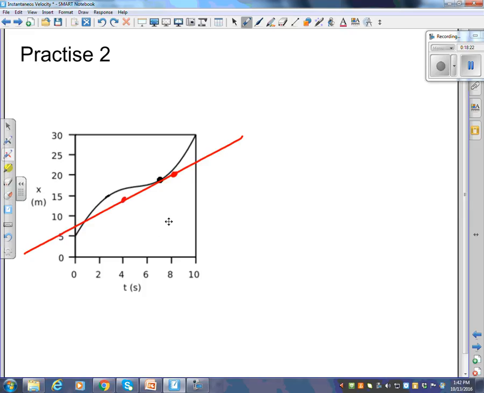So 8 and it looks like about, geez, it's almost 20. I'm going to say that's 8, 20, and I'm going to say this one is 4, 14. Okay, so my slope is y2 minus y1, 20 minus 14, all over 8 minus 4, 6 over 4, which is 1.5 meters per second.